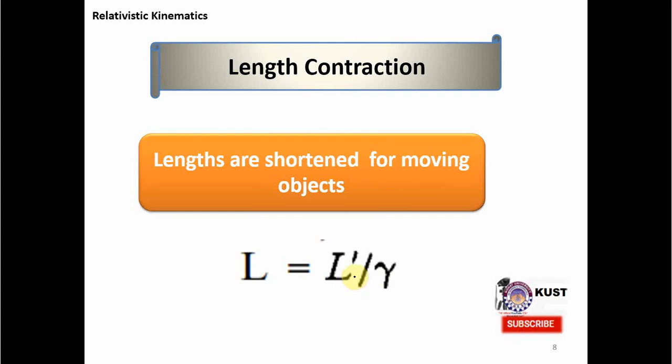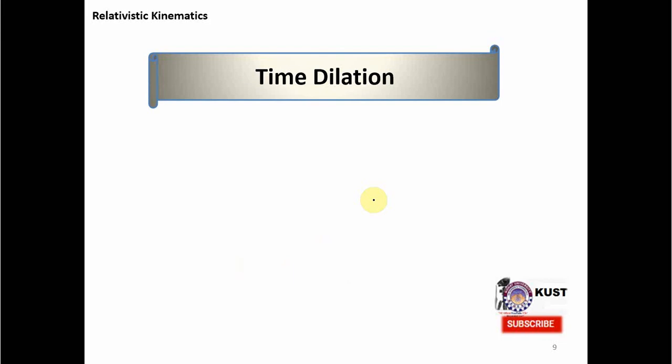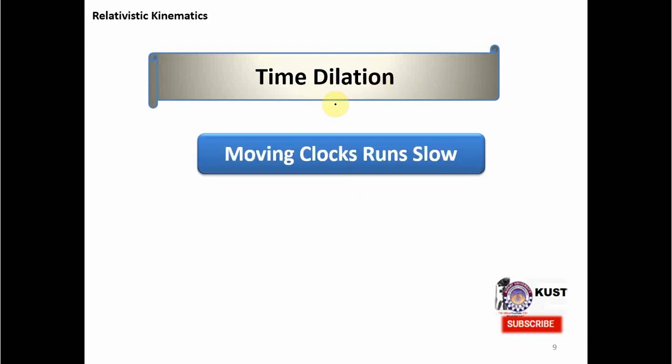So we see that the lengths for moving objects, so if we have two frames of reference and one of them is moving, then the measurement from that frame of reference of any object will give shorter lengths. And another consequence is time dilation. By time dilation we mean that moving clocks run slow.